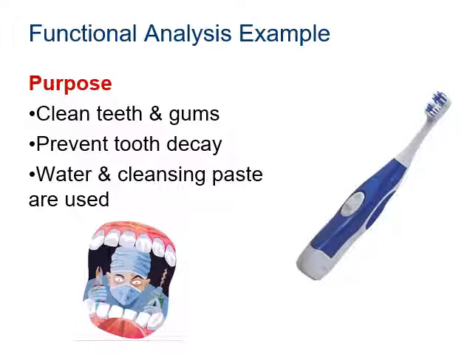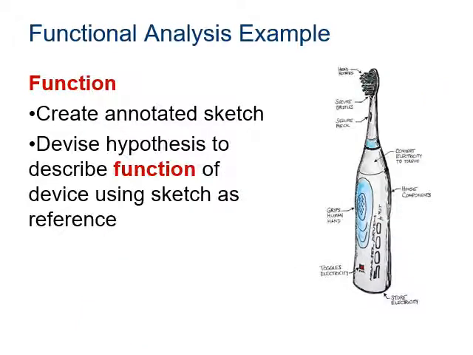This is an example here. This is an electric toothbrush, like what my family uses. You may have one similar to that. The purpose is certainly to clean your teeth and gums, to prevent tooth decay, to prevent this frightening dentist that you see here at the bottom left. And also the inputs would include water as well as cleansing paste or toothpaste. This is an example here of an annotated sketch.